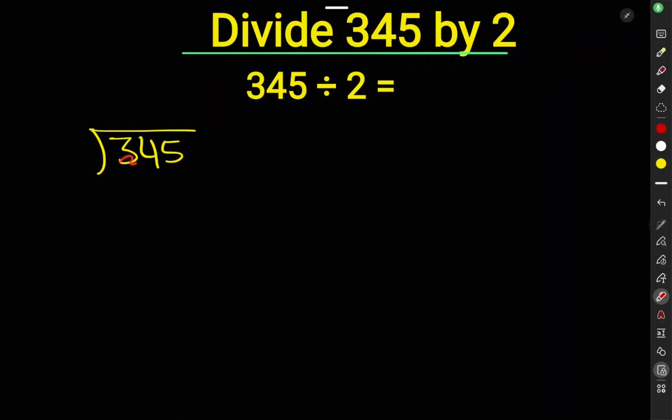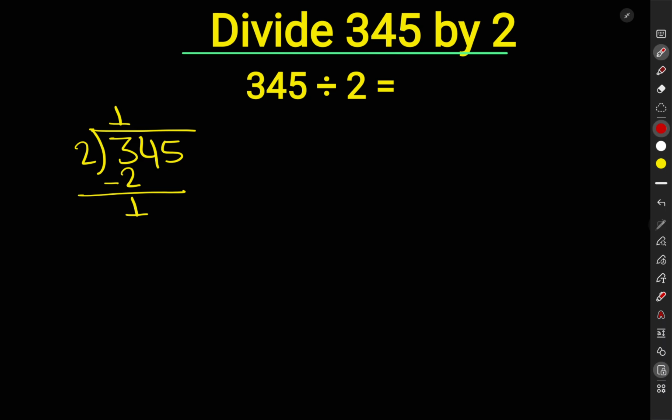Here we divide 345 by 2 in long division method. So 2 times 1 means 2. On subtracting we get 1. So now this 1 is less than 2.